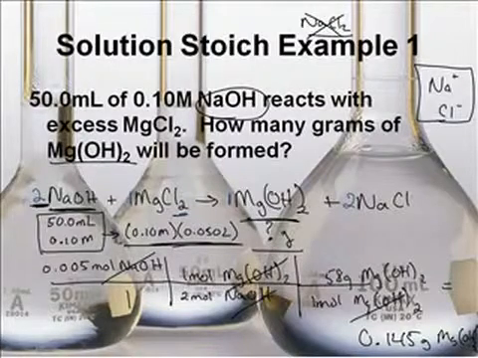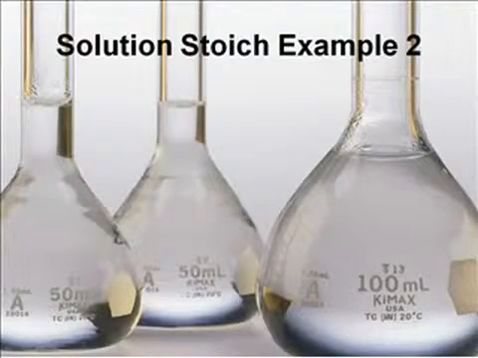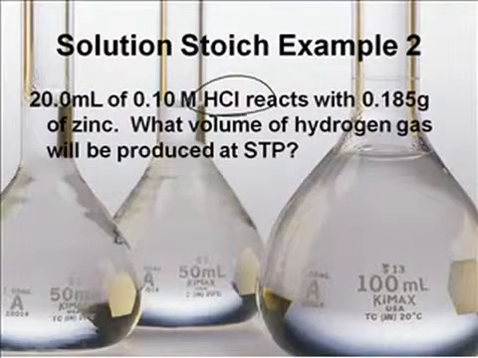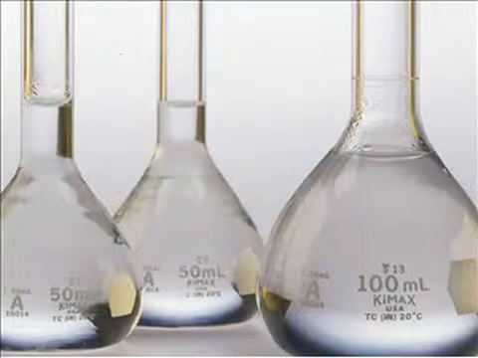You see, the key is M times V equals moles. Let's do a second example. All right, I got HCl reacting with zinc. So let me start with a blank screen. So I've got HCl.